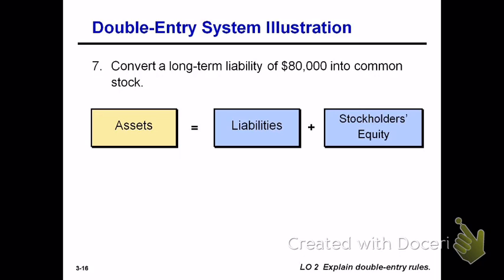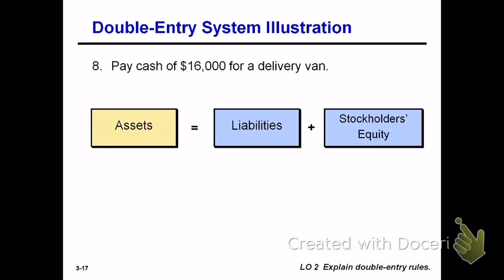Convert a long-term liability into common stock. So basically, we are decreasing the liabilities and increasing the common stock. And again, the liabilities, because they're normally a credit and this is negative, that would be a debit. Stockholders' equity increases with credit.